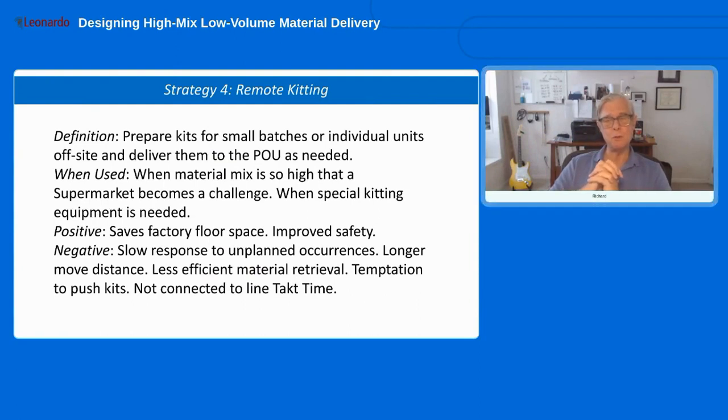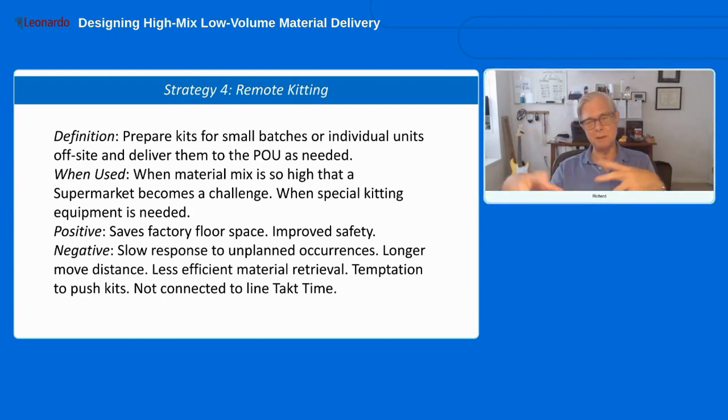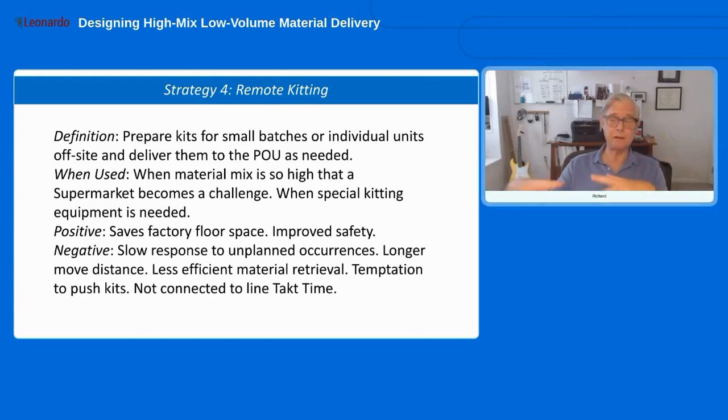So you may have a situation where you cannot kit on the factory floor, which is what we've discussed up to now. I can think of several examples of that. One of them was the material mix was so high that it was just impossible to set up a supermarket. Because remember, a supermarket has maybe a smaller quantity, but has the parts that are in the warehouse. And to be able to replicate that on the factory floor might be overwhelming in itself. So what we want to do is do the kitting closer to the warehouse, where you have more room and the material stored.